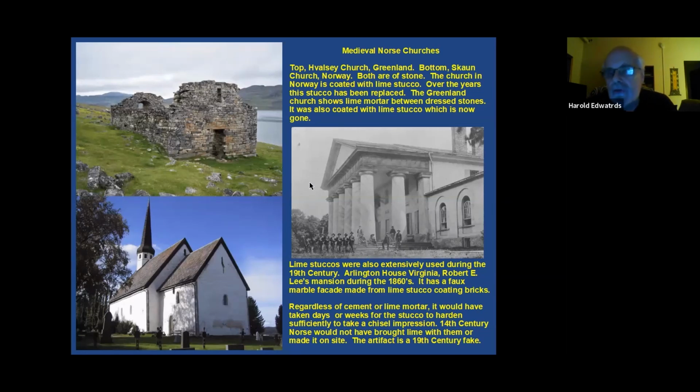Lime stuccos were also used extensively in the 19th century. The best example I can give you is Arlington House, which was Robert E. Lee's mansion in Virginia. This was made by slaves out of bricks, and the bricks were covered with a thick coating of lime mortar, which then had a veining painted on it. So it mimics a full marble facade like a Greek temple.